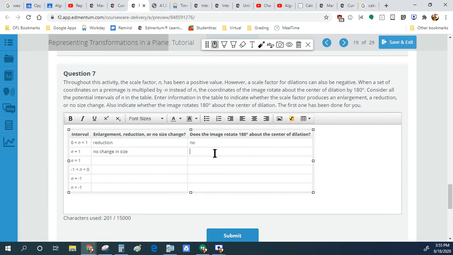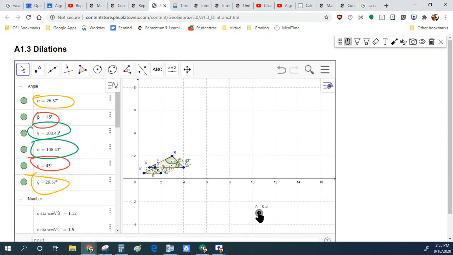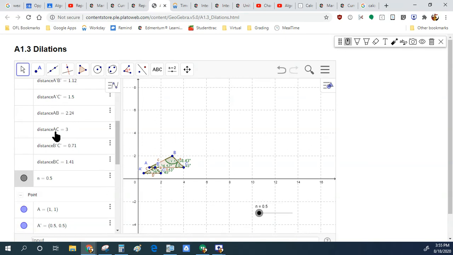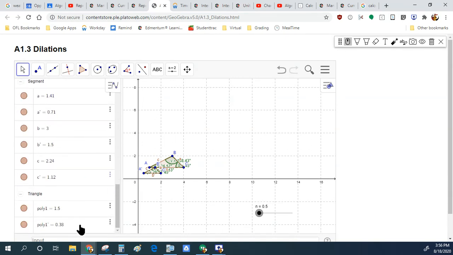Does the image rotate? So this one we would say no. It doesn't change. It doesn't rotate. If we read this, it actually says if it's negative, that's when it kind of does this 180 rotation. So right here, it doesn't let me go to negative. Let me see if I can make it negative. I might make some changes here.